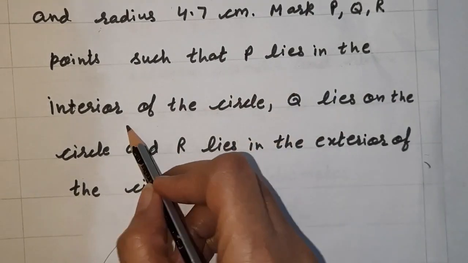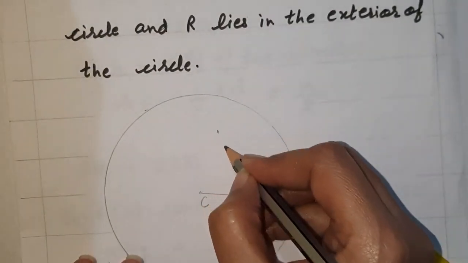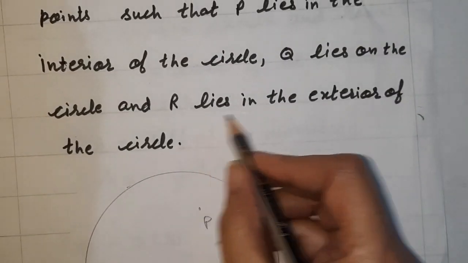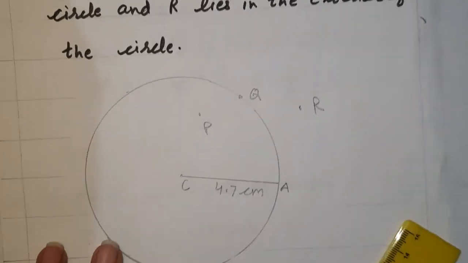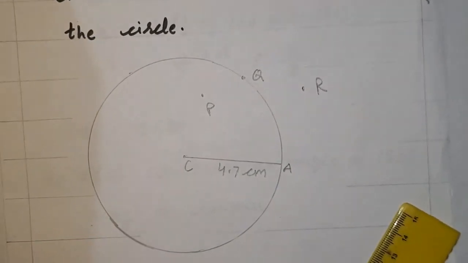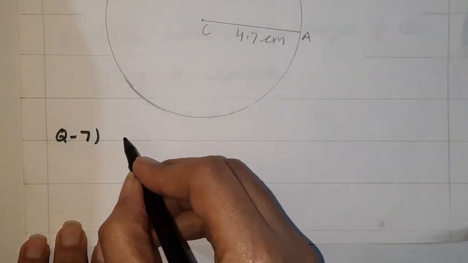P inside the circle, Q on the circle. P, Q and R lies in the exterior. R. Understood? Very simple question. Now question number 7.